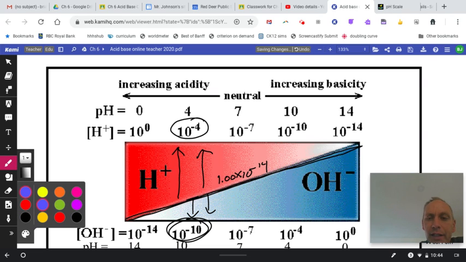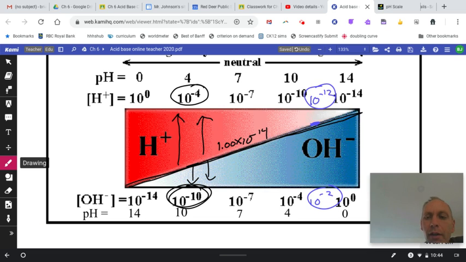What's another example? If this was 10 to the negative 12, this would be 10 to the negative 2, and their product would be right here, 10 to the negative 14. As one goes up, the other goes down, inversely proportional.